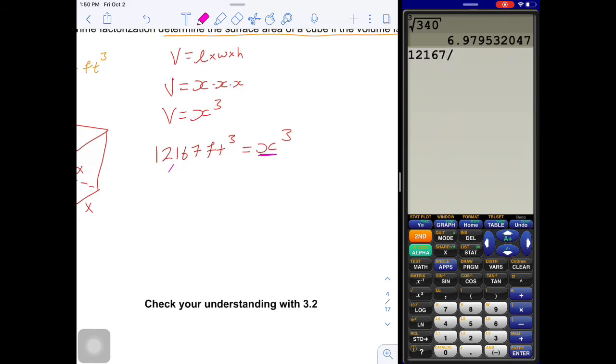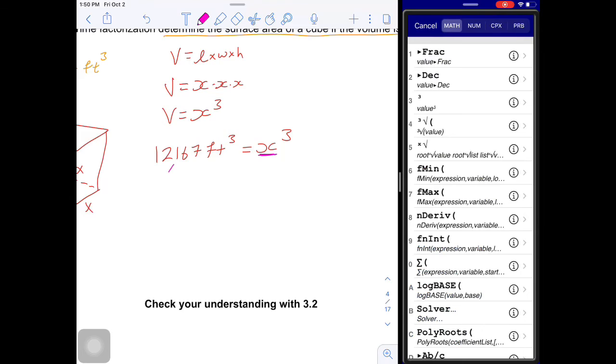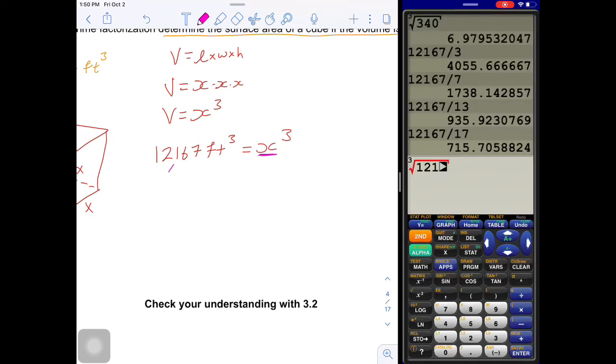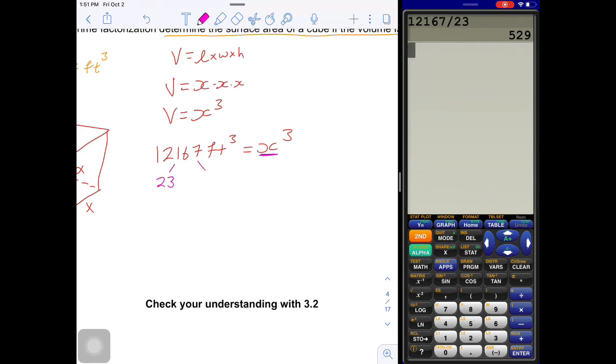12,167, okay, and I'm going to divide that by 3. That's not going to work. 12,167 dividing, let's go 7. That doesn't work. 12,167 dividing 13. 12,167 dividing, I don't know, 17. So let's just try here, math, cube root. Okay. So we could keep trying these numbers. 12,167 dividing 23. So there we go. There's a lucky number. 23 here.